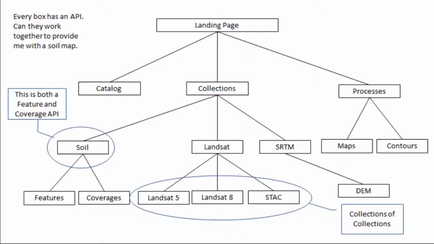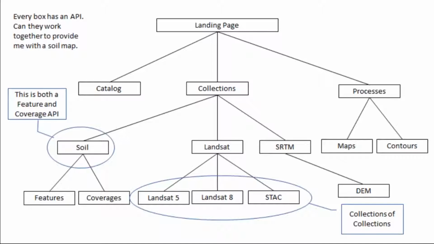The next one is data discovery. This is where I'm going to go out. Now, one of the things I need for a soil map is contours. In order to build contours, I need a digital elevation model. It happens to have SRTM, Shuttle Radar Topography Mission, which is a global digital elevation model. Great. I'm going to go get some of that.